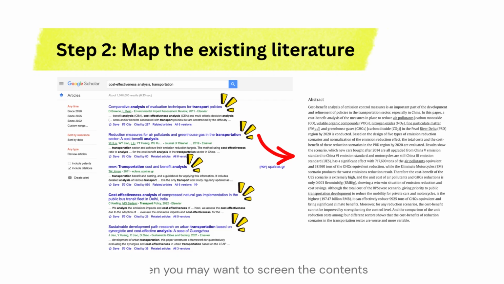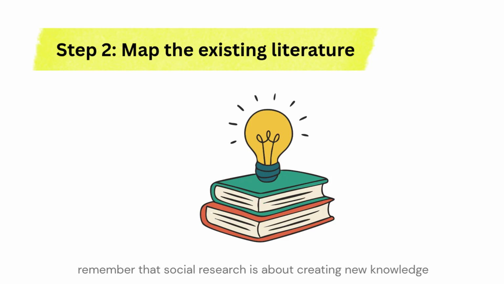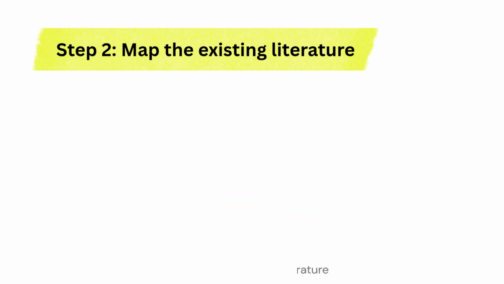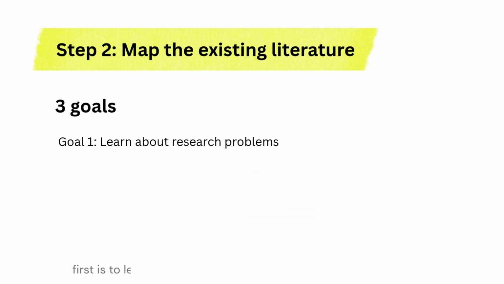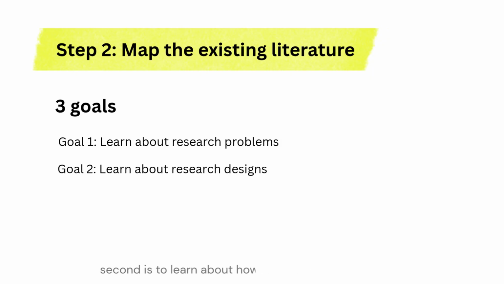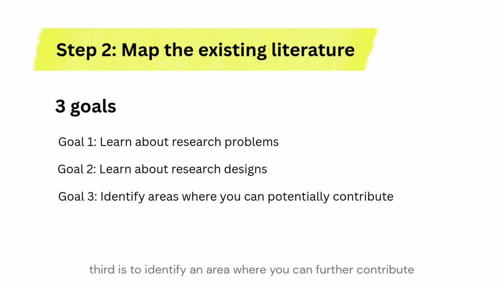the contents. Remember that social research is about creating new knowledge. In the second step of mapping the existing literature, your mission is to identify where you can contribute to create new knowledge. When you read the literature, you have three goals. First is to learn about what problems the research was addressing. Second is to learn about how the studies were designed to address the problems. Third is to identify an area where you can further contribute.